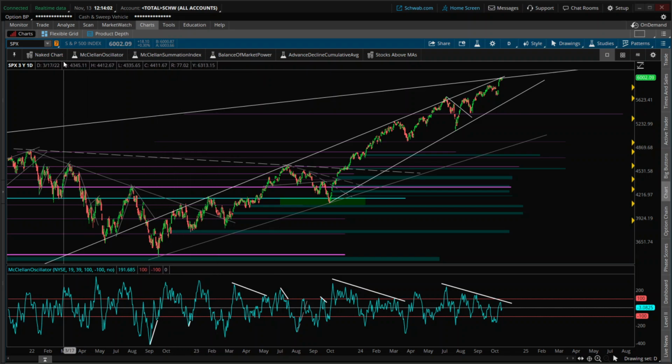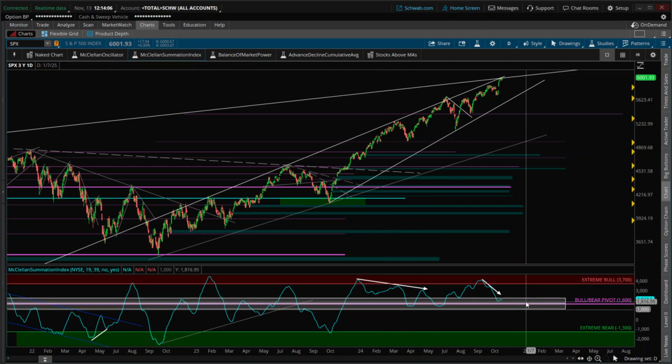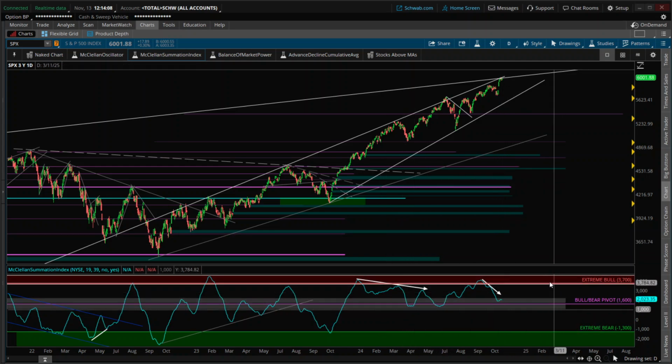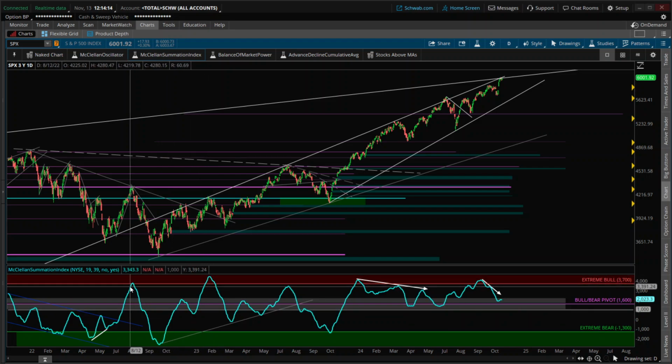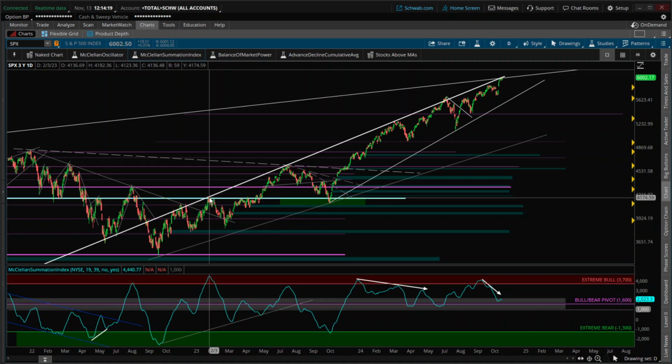Let's see, the McClellan summation. Now this one I like to use for the extreme bull scenarios. We get to that point and typically there is a correction from there. So every peak here was in that extreme mode.